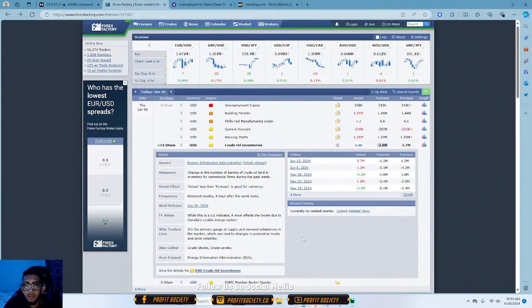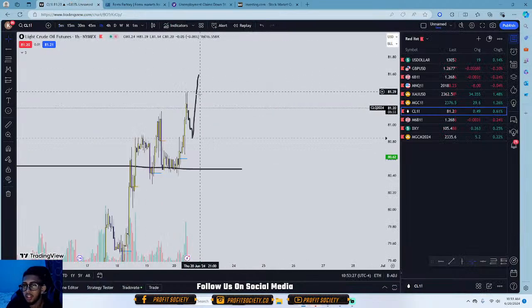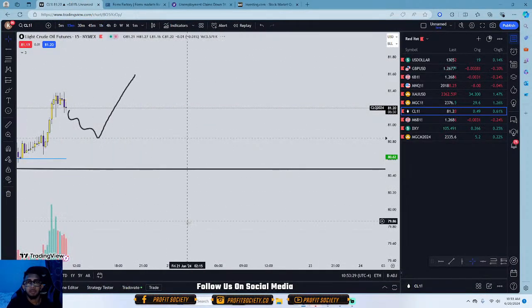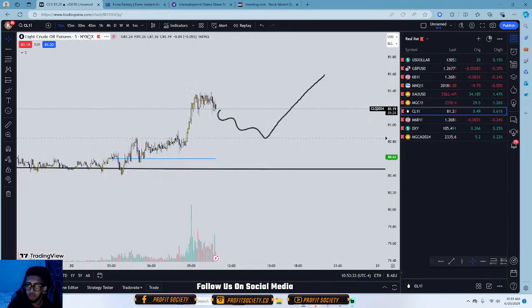Because this is the number, for you guys that don't know, this is the number of barrels held in inventory. Less inventory, supply and demand. How do you guys look at supply and demand? If there's more demand for oil and less supply, what's going to happen? What's going to happen to the prices of oil?